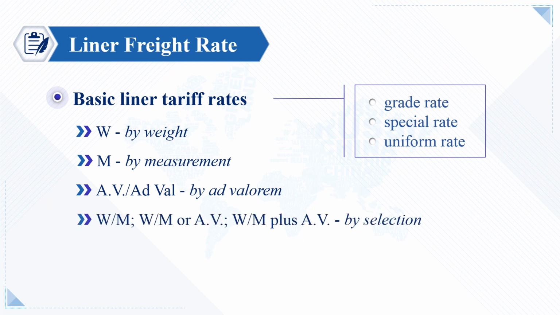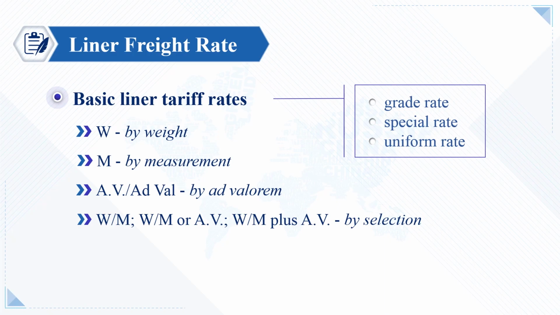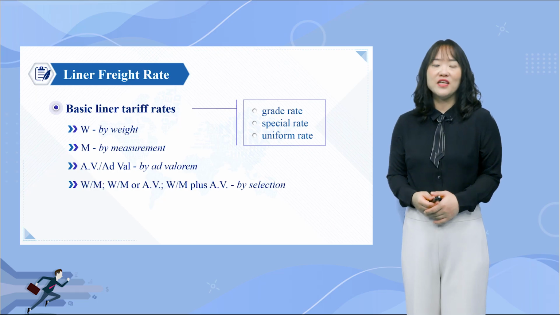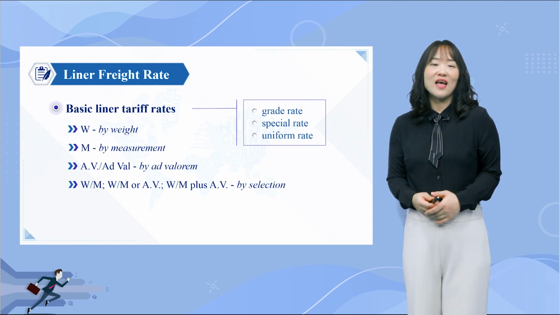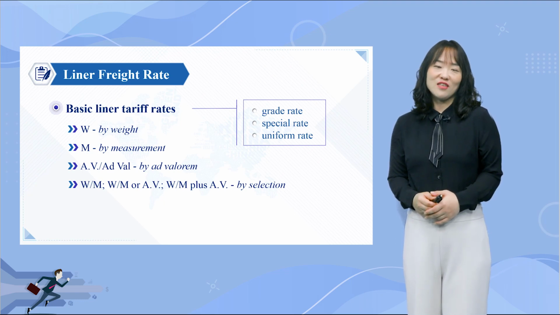Fourth, by selection. Under this method, the carrier decides to choose the higher rate between weight and volume, indicated by W or M. Choose among weight, volume, and value, indicated by W or M or AV. Or choose between weight and volume and then plus a certain percentage of AV, which is indicated by W or M plus AV. It means that the principle of care about high, not about low, is to be adopted.